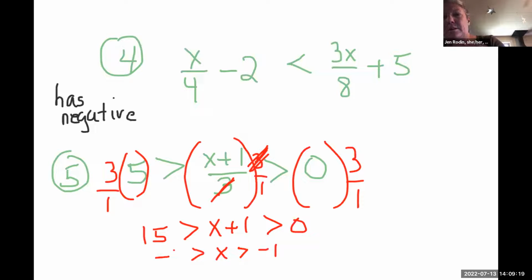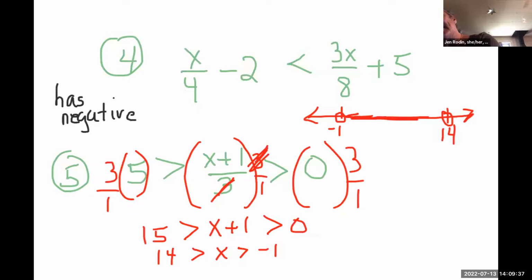Whoops. That's -14. So x is between 14 and -1. So if we had -1 here, 14 here, we could do open circles for a change. And that's a bounded interval with open edges, right?